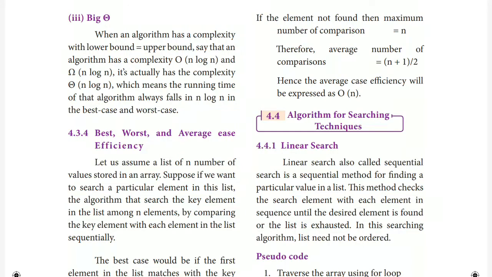In a group of data, there will be some index or some address. Finding the address of that data is the aim. Finding the address for the particular data is our objective.